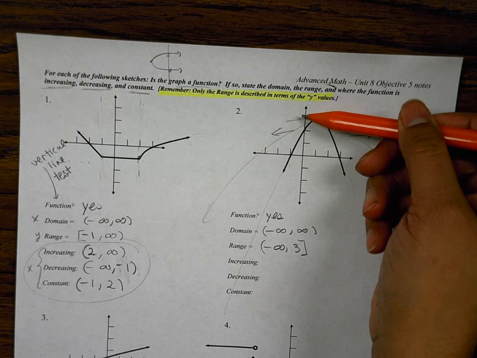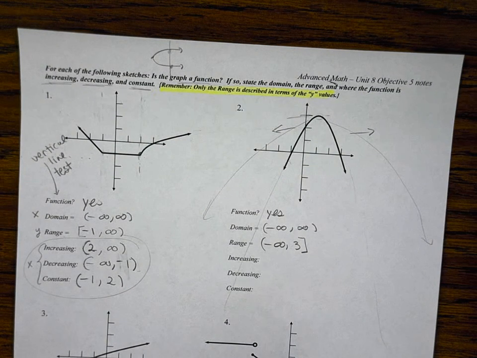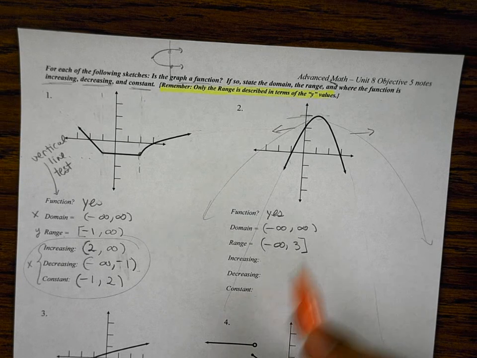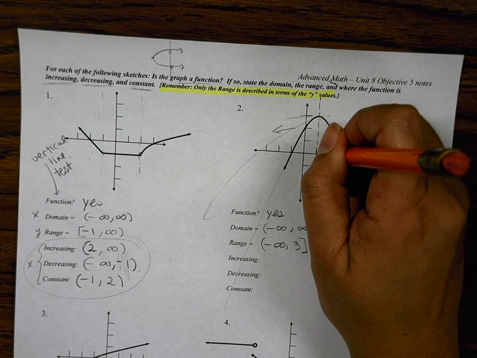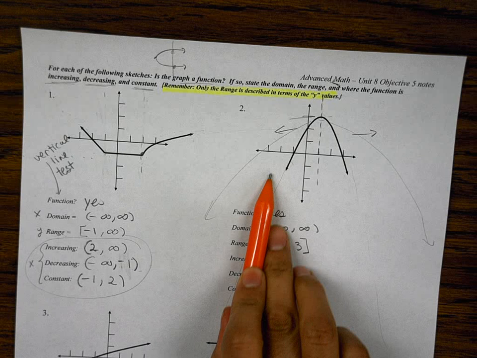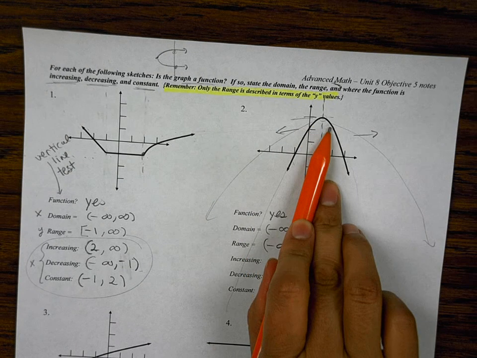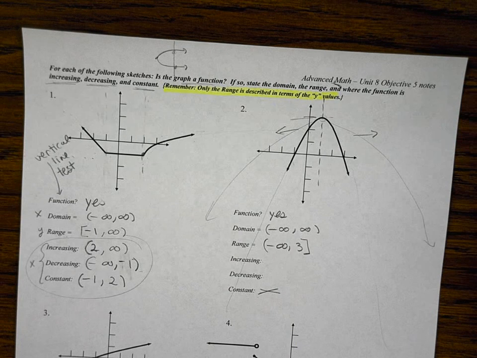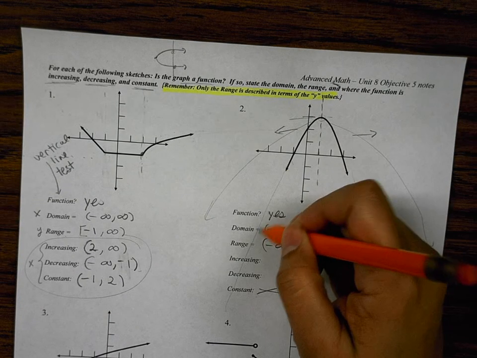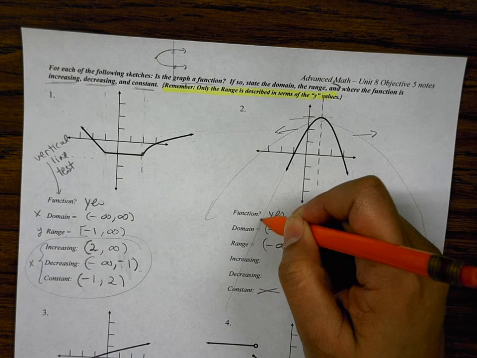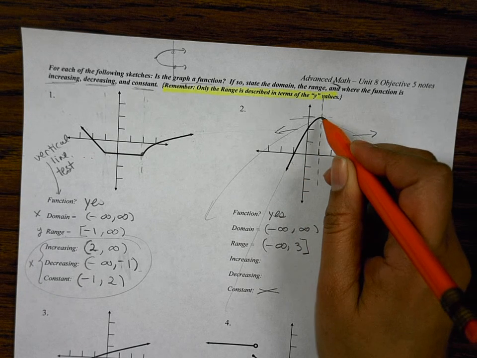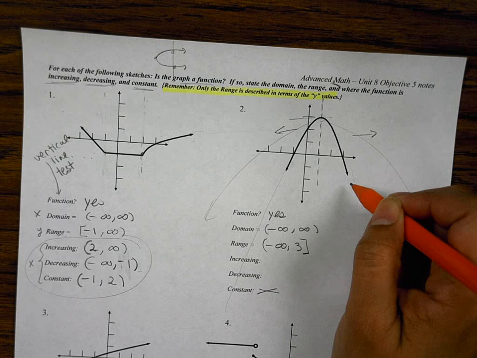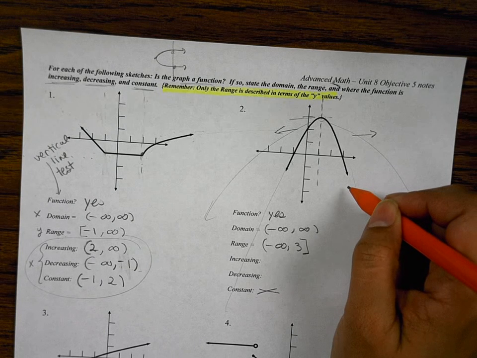Okay, so domain, negative infinity to infinity. Range, negative infinity to 3. Again, that should be reviewed from last year. Increase, decrease, constant. First, recognize that there is no constant. I'm going to put my dotted line here. On the left side of the graph, I'm increasing. On the right side of my graph, I am decreasing, and there is no place where it's constant. I'm just going to put an X there. Okay, again, reading your graph from left to right, on the left side is a walk uphill, that's increase. On the right side is a walk downhill, that is a decrease.